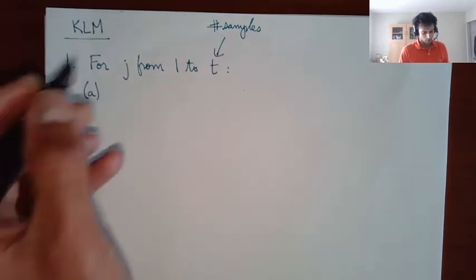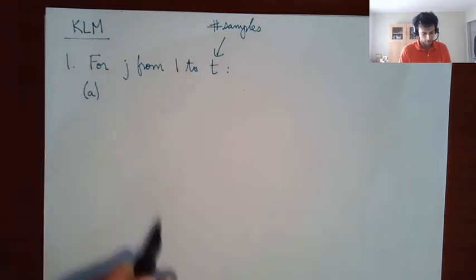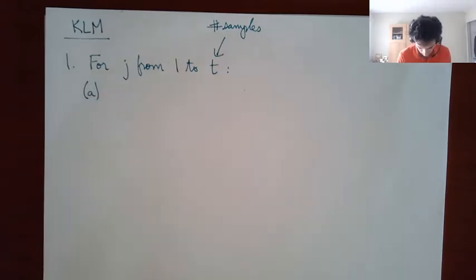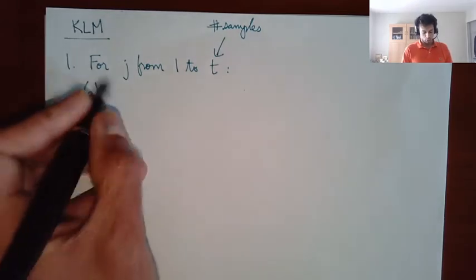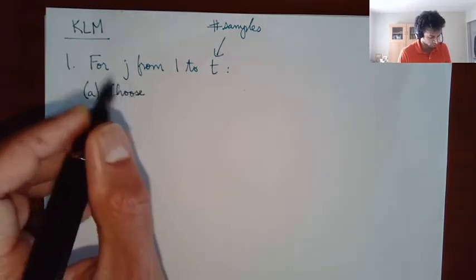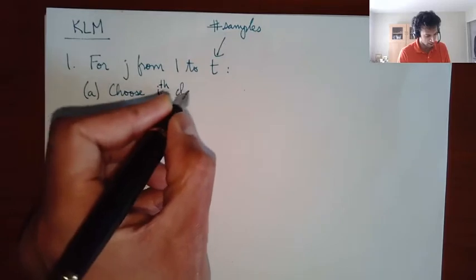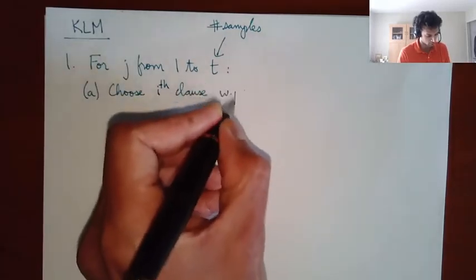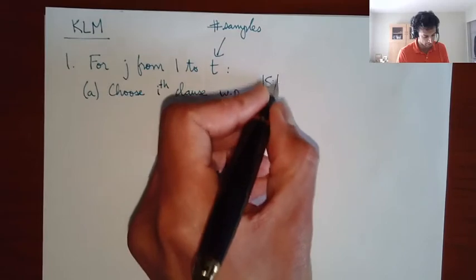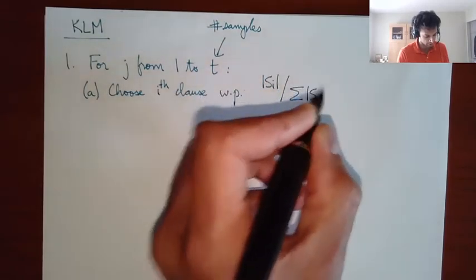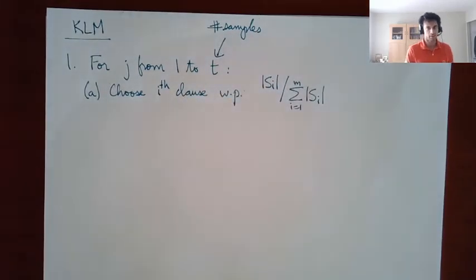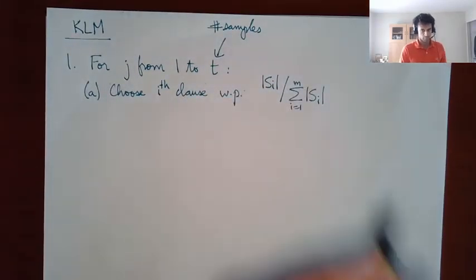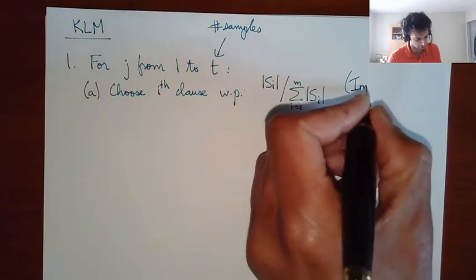So the first thing you do is choose the ith clause with probability S_i divided by the sum of the S_i's. So this is sort of like your importance sample here.